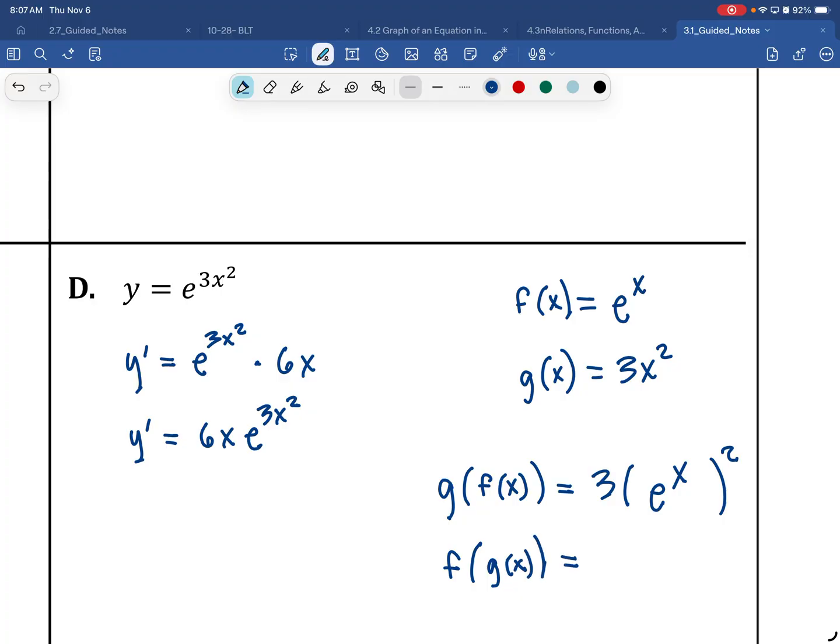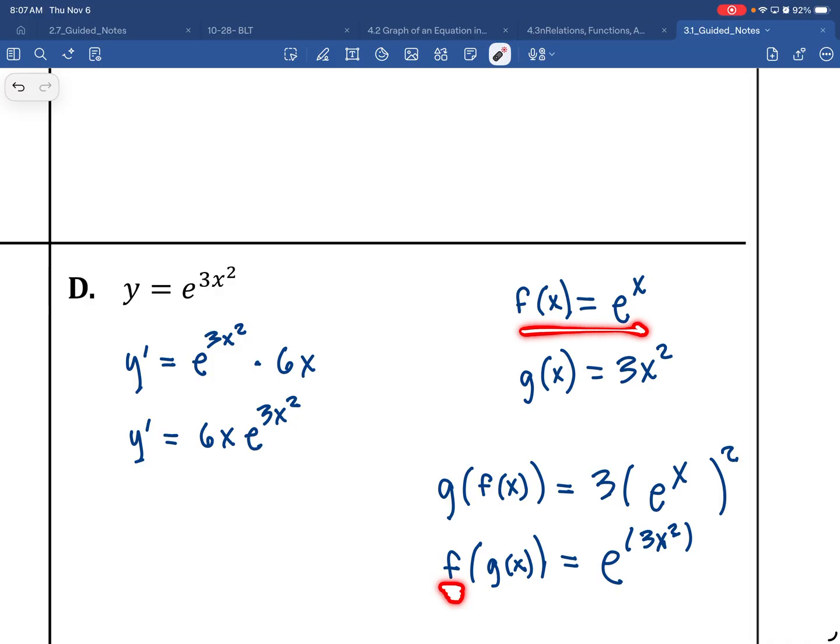This composition says start with function f, which is e to the x. Replace that x with function g, which is 3x squared. Is that the correct composition? Yeah. So I want to start with the derivative of the outer function, which is function f. Well, what was function f? E to the x. So I'm going to do an exponential derivative first. Does that make sense?